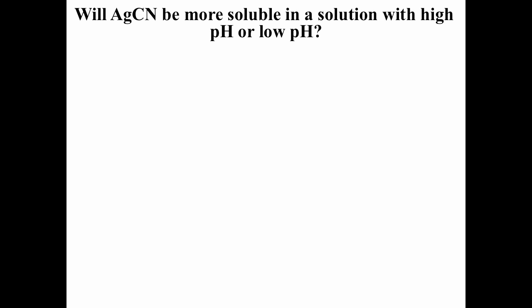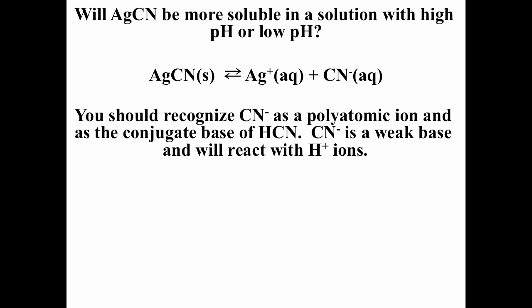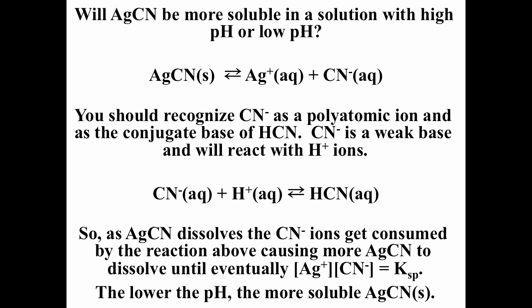We can ask a related question: will silver cyanide be more soluble in a solution with high pH or low pH? Again, remember, high pH means you're going to have very few hydrogen ions. Low pH, you're going to have a lot of hydrogen ions. Well, we have to recognize that silver cyanide is going to dissolve into silver ions and cyanide ions. You should recognize the cyanide ion as the conjugate base of HCN. And so cyanide ions are going to be weakly basic, and so they'll react with hydrogen ions. And so silver cyanide should be more soluble the lower the pH. Again, as you consume those cyanide ions, the system has to dissolve more of the silver cyanide.